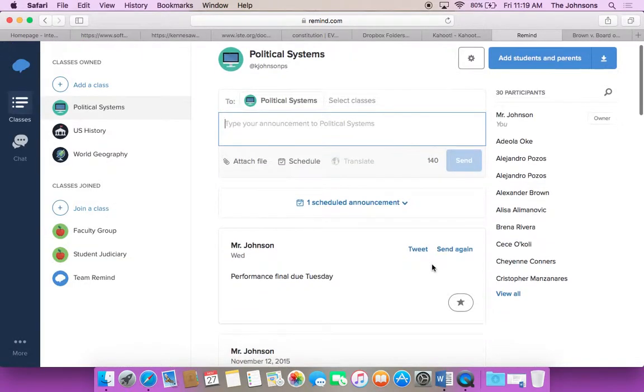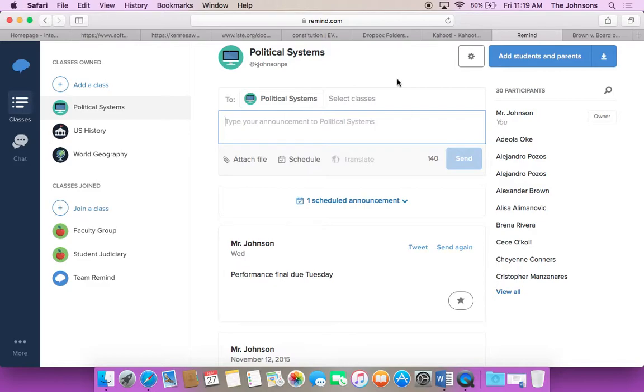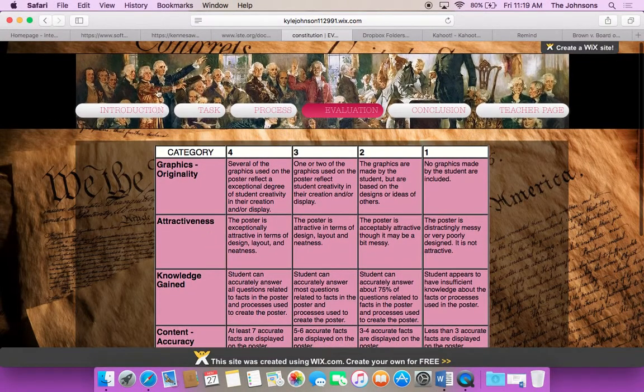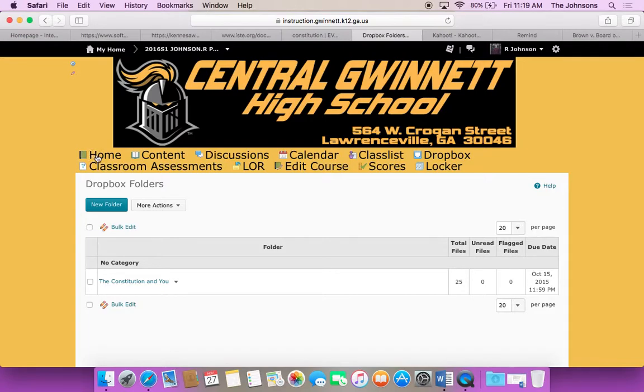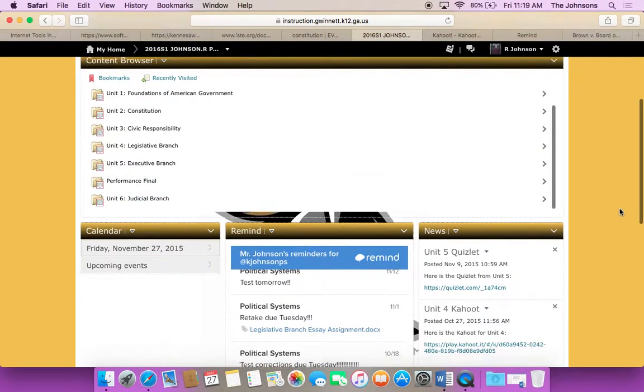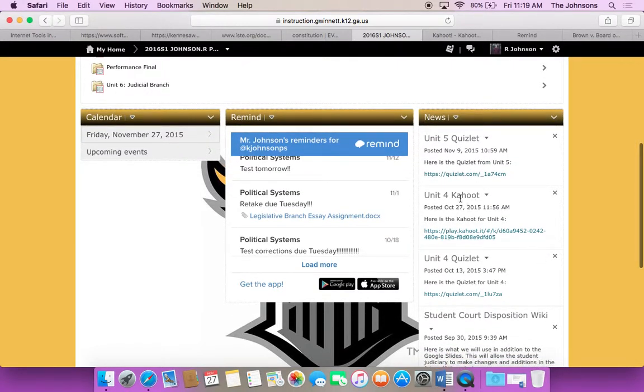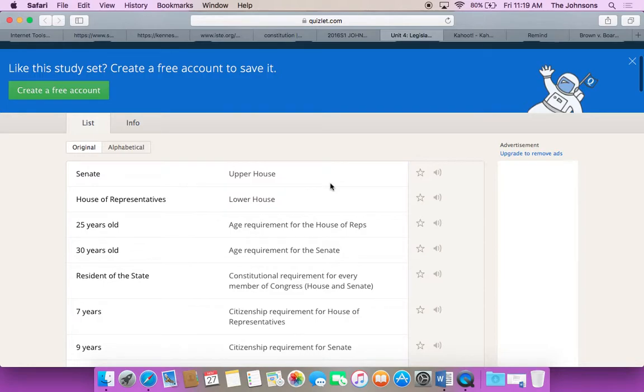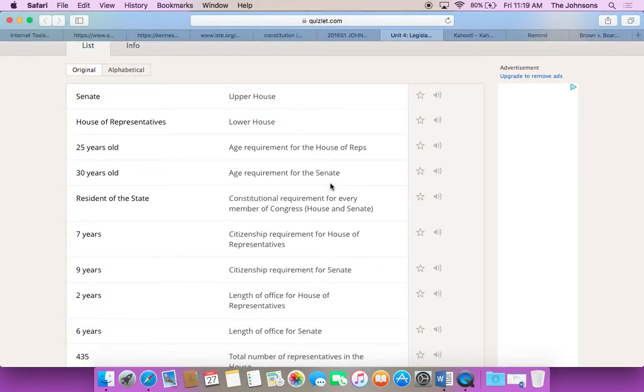The last tool I used was a reminder with the Kahoot review and the Quizlet review that I made, and this was sent out the day before the test. That is also located on my e-class page. You see the reminders here, and you can see the Kahoot and the Quizlet, and the Quizlet could be used for a review as well.